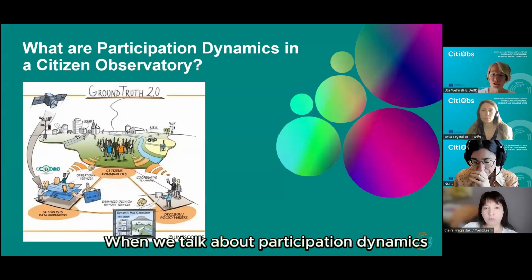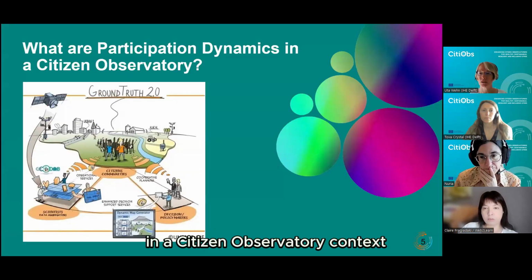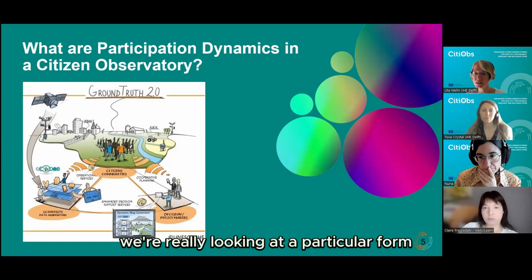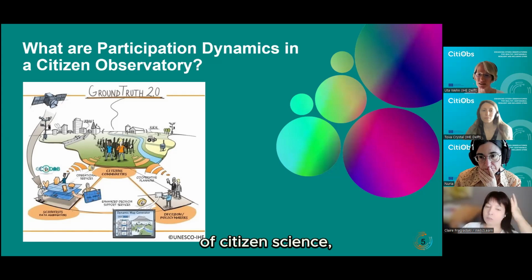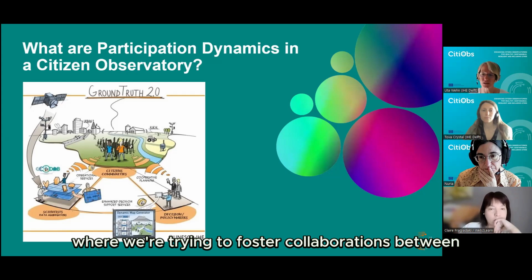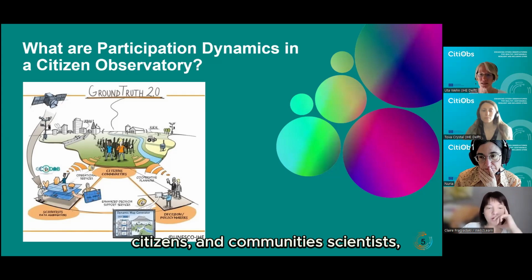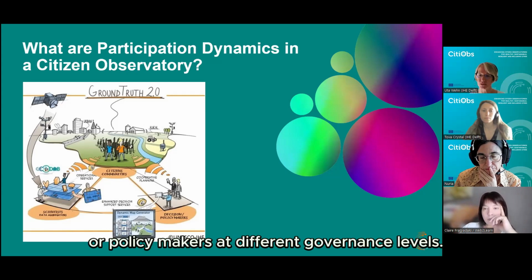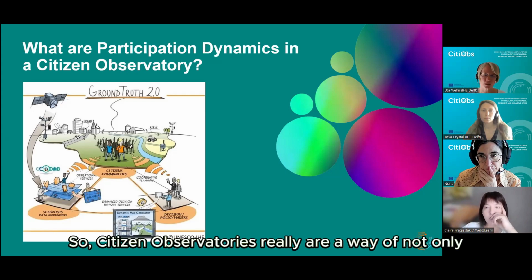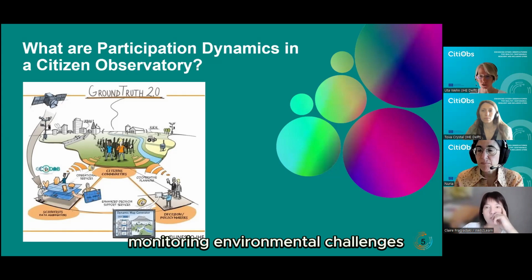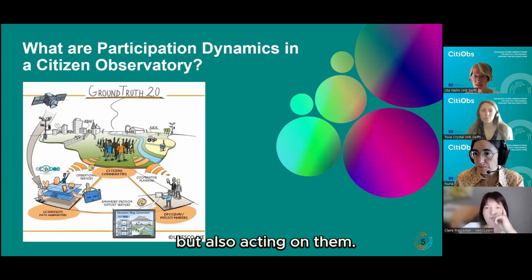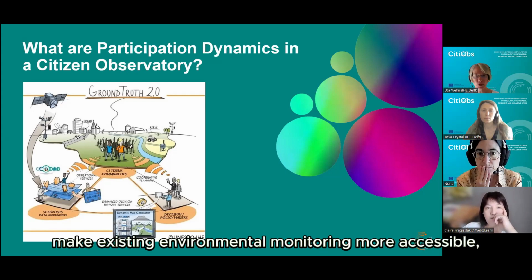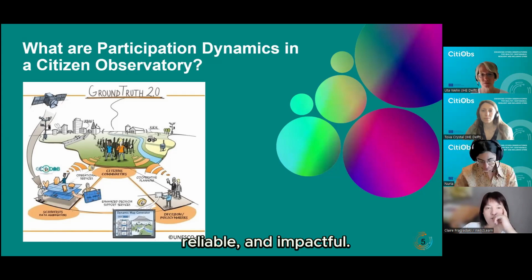When we talk about participation dynamics in a citizen observatory context, perhaps it's good to remember what we're talking about when we talk about a citizen observatory, because we're really looking at a particular form of citizen science where we're trying to foster collaborations between citizens and communities, scientists and data aggregators, and various authorities, decision makers or policy makers at different governance levels. So citizen observatories really are a way of not only monitoring environmental challenges, but also acting on them. And with CitiObs, we're trying to help make existing environmental monitoring more accessible, reliable, and impactful.